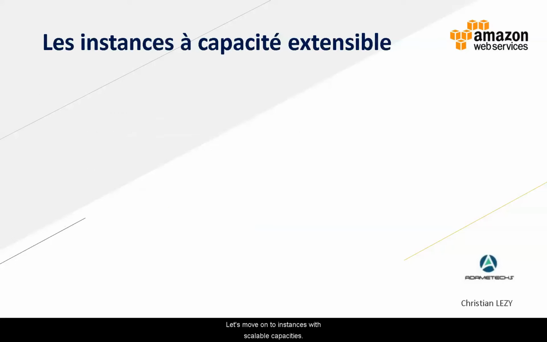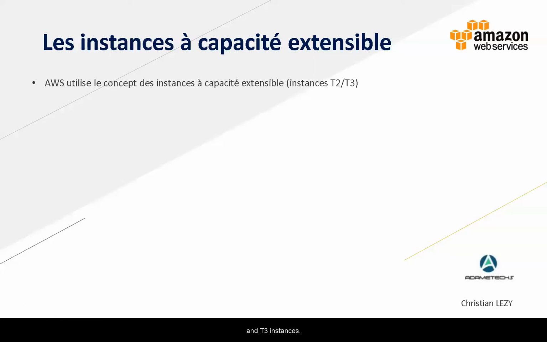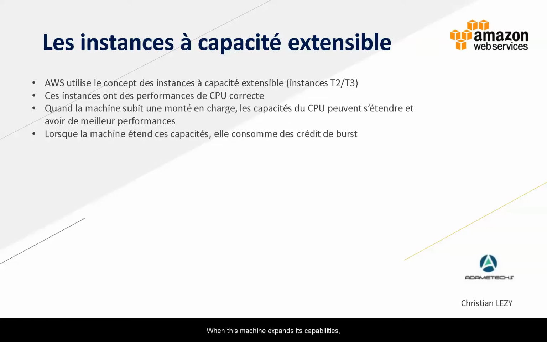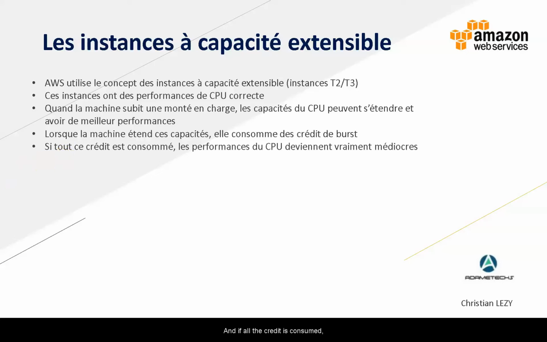Let's move on to instances with scalable capacities. AWS uses the concept of scalable instances for its T2 and T3 instances. These instances have a decent CPU performance, but when the machine is scaled up, the CPU capacity can be expanded and the instance can have better performance. When this machine expands its capabilities, it consumes a burst expansion credit. And if all the credit is consumed, the performance of the instance becomes really poor.